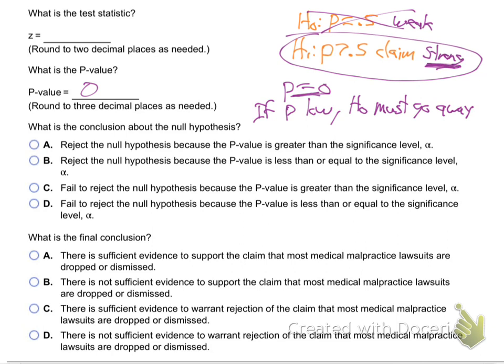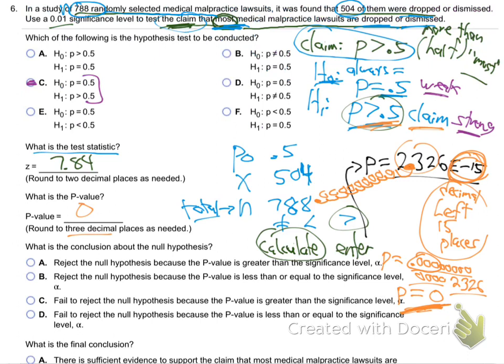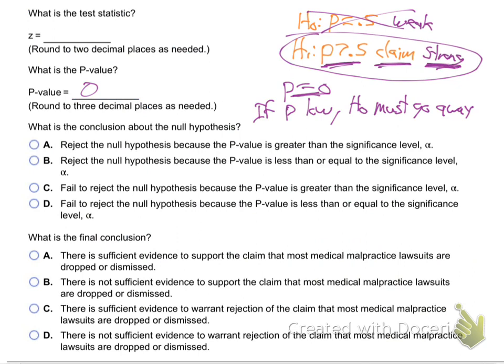There's strong evidence. We believe the claim that the percentage is greater than 0.5. Let's get back to the question: most medical malpractice suits are dropped, right? Out of 788, 504 were dropped. That's more than 0.5. That's strong evidence that for all medical malpractice suits that'll ever be done, most of them must be dropped, because we looked at 788. That's a big sample, and 504 of those were dropped. So we believe that overall, most medical malpractice lawsuits are dropped. We believe the claim. There's strong evidence.